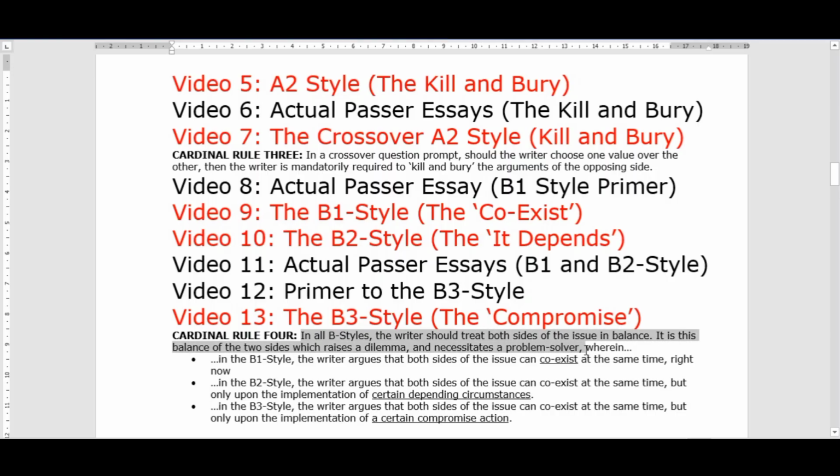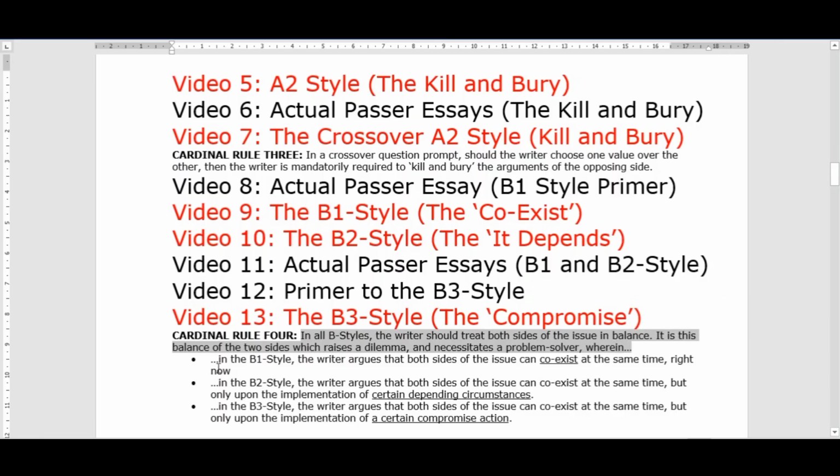So the primary difference between the B and the A styles is for the B styles, you're actually talking about two sides of the issue in balance. You kind of agree with both sides of the issue. And so this kind of raises problems, and the only way to solve the problems are using 3 styles.